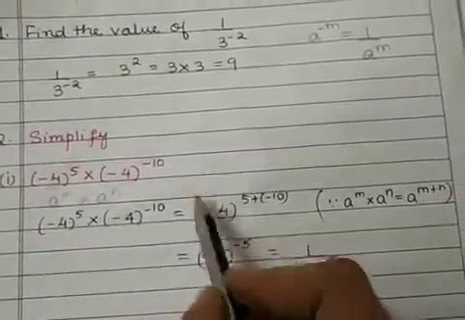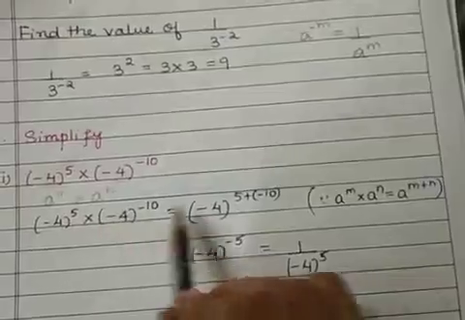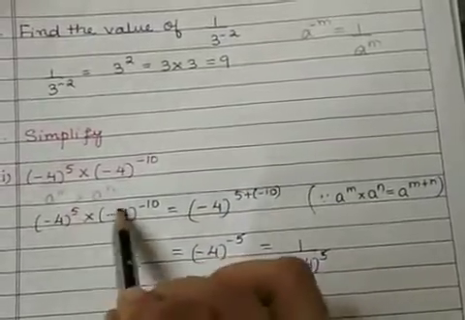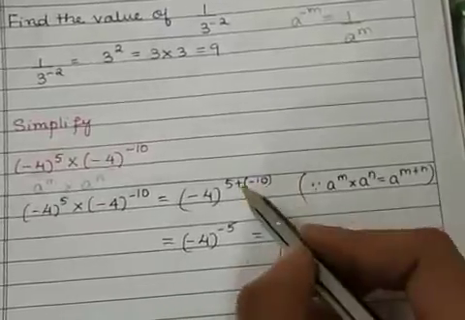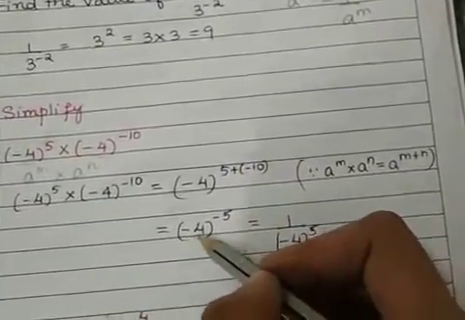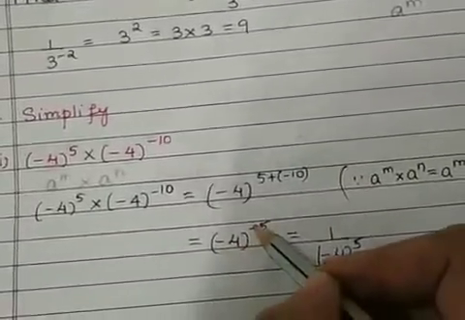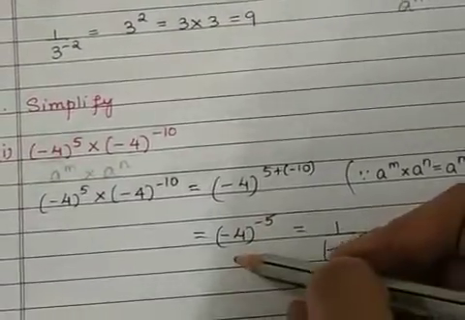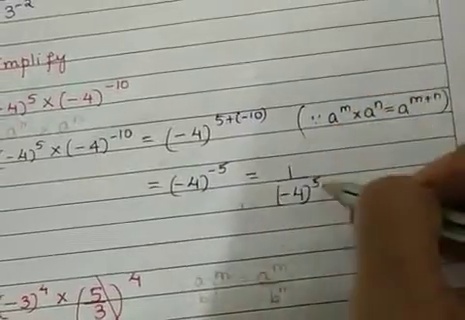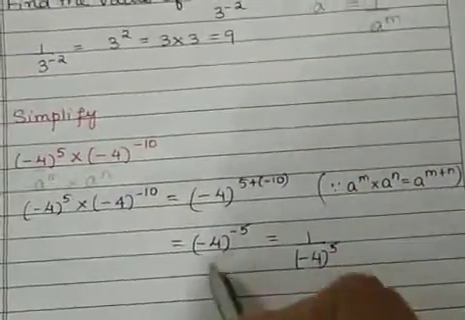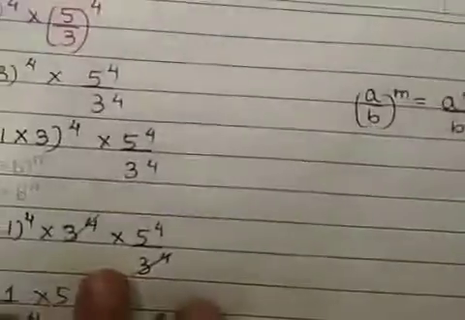So if you use that, you'll get minus 4 raised to m plus n. So 5 plus minus 10 is 5 minus 10, which is minus 5. So this is equal to minus 4 raised to minus 5. You can further simplify this. This can be written as 1 upon minus 4 raised to 5. So this is how you simplify this.